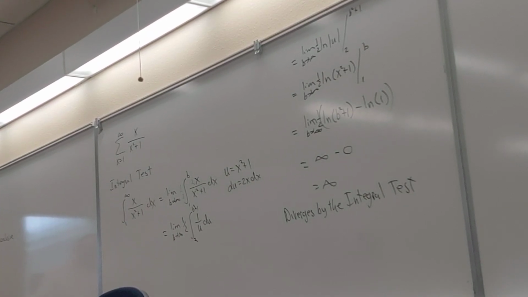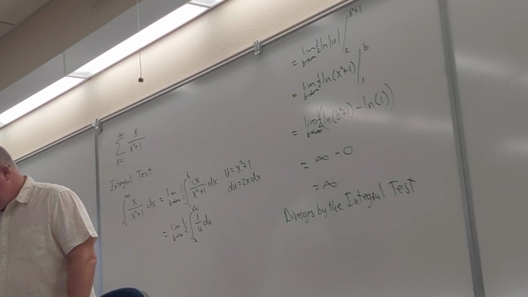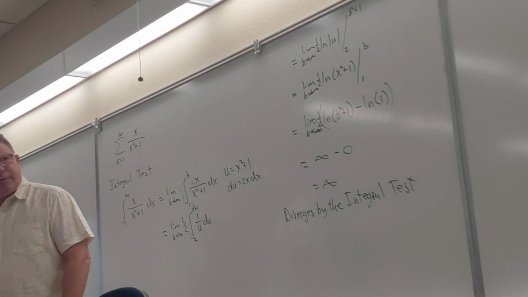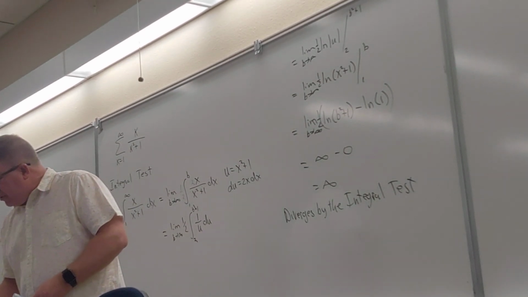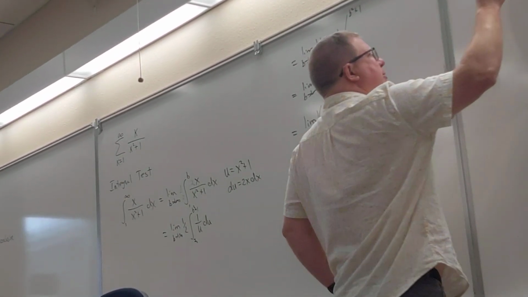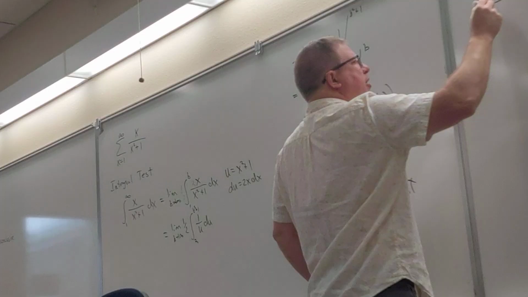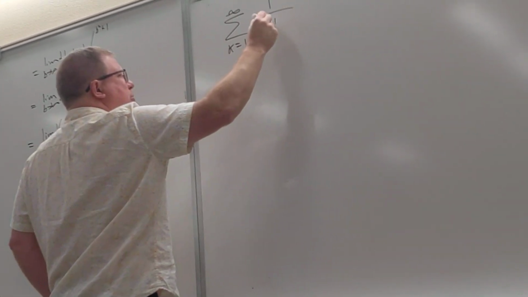All right, there's the integral test, an example of it. Now, let's do this one. I want to keep them all on the board so we can look at them. 1 over k squared plus 4. So we've got the sum, k goes from 1 to infinity of 1 over k squared plus 4.